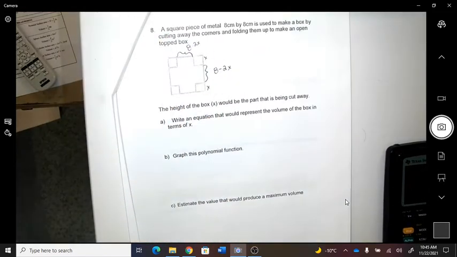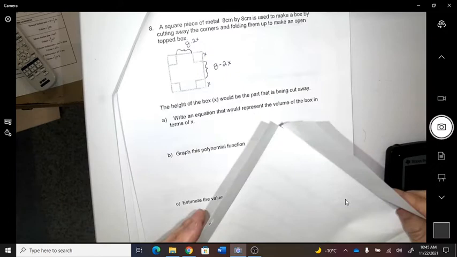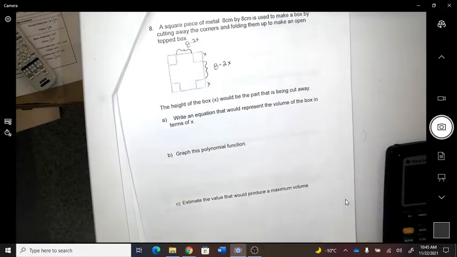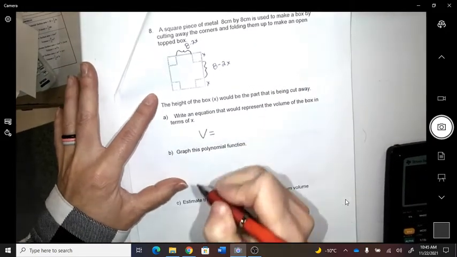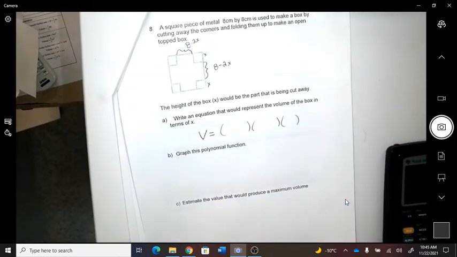And when you fold your box up, what's the height of your box? X, right? Because if you cut X off and you fold it up, the height is X. Okay, so volume equals length times width times height.